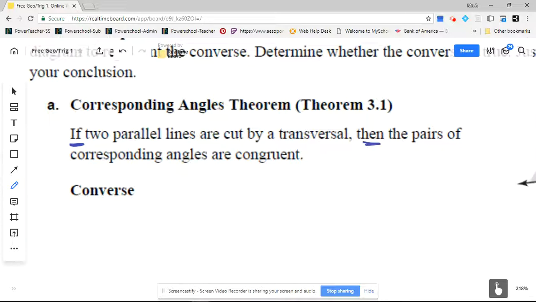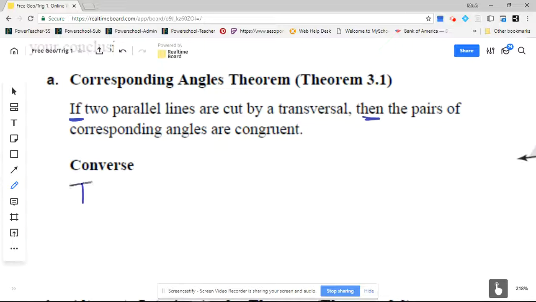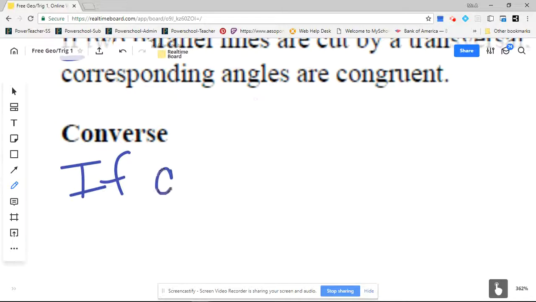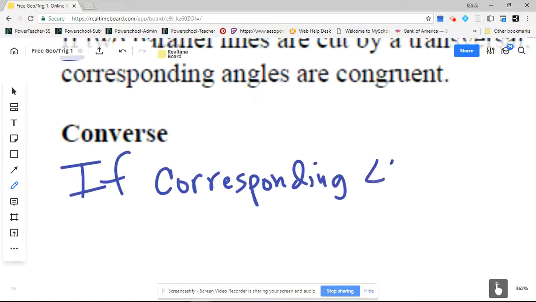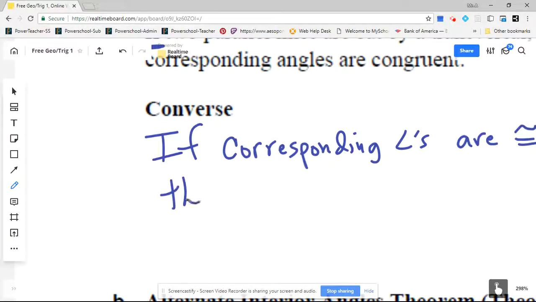If parallel lines are cut by a transversal, then corresponding angles are congruent. Basically what it says. So if I switch that around, I would be putting if corresponding angles are congruent. I'll abbreviate angle symbol. If corresponding angles are congruent, use the congruent symbol, then the lines are parallel.